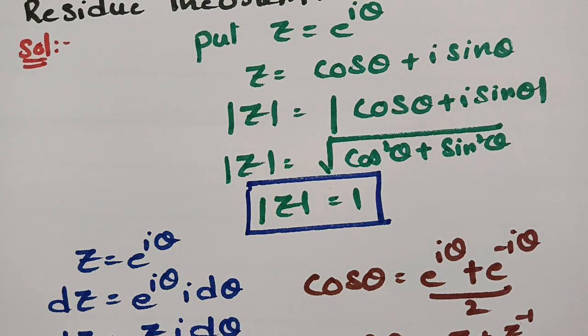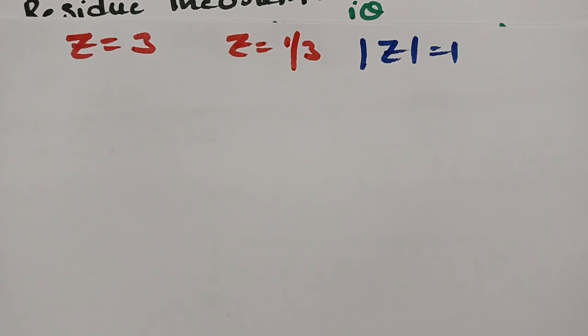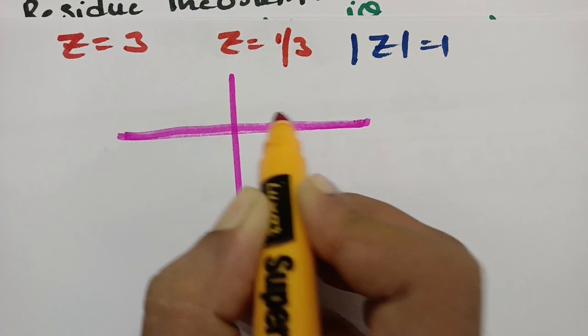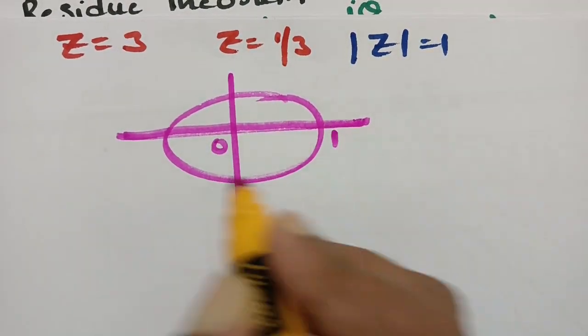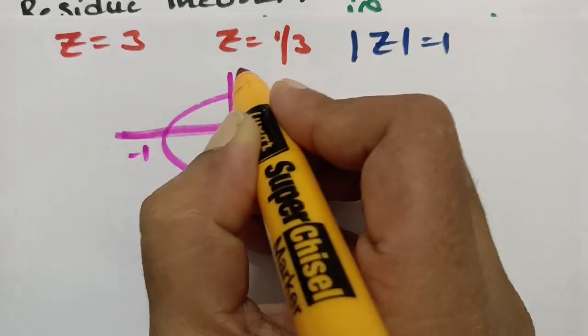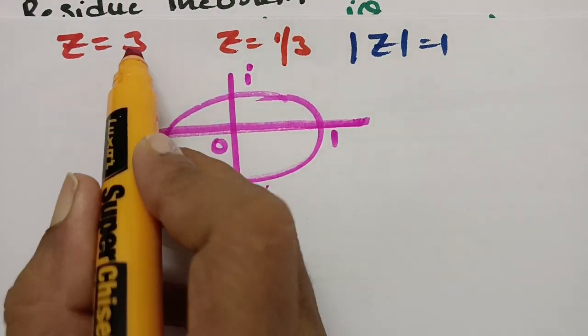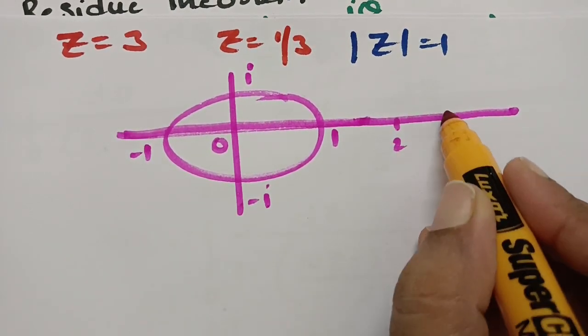So in this region, if you observe, which one is inside, which one is outside, and which one is on the circle. So this is the circle. In this circle with center 0 and radius 1, if this is 1, this will be minus 1. If this is i, this one is minus i. Here 3 will be, so this is 2, this is 3.